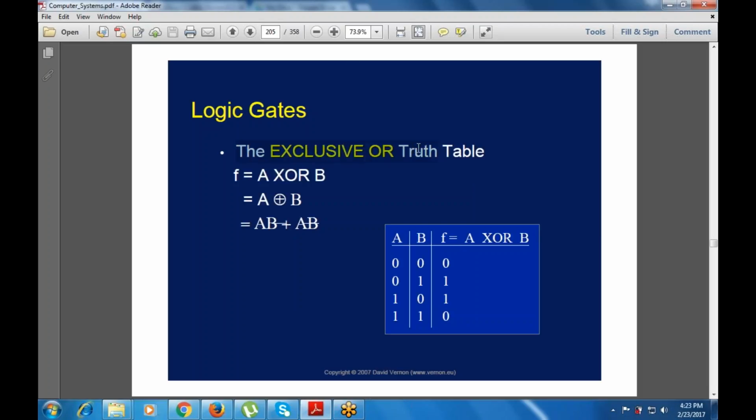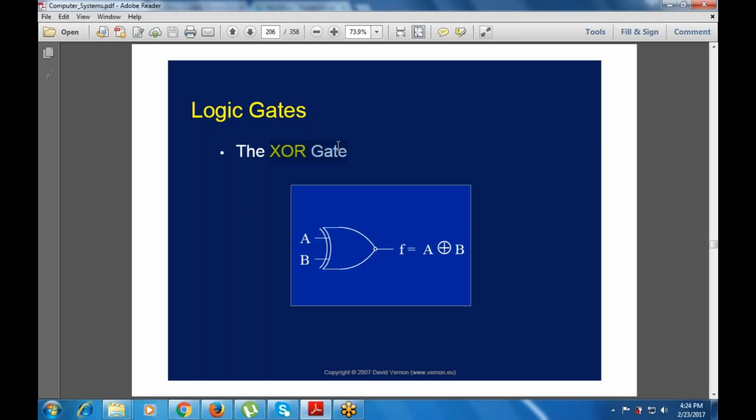Then the exclusive OR truth table. This is A XOR B. This is A B dash plus A dash B. This is the XOR gate. That means there is an OR gate and we use an X over there. That is an XOR gate. This is A plus plus B.